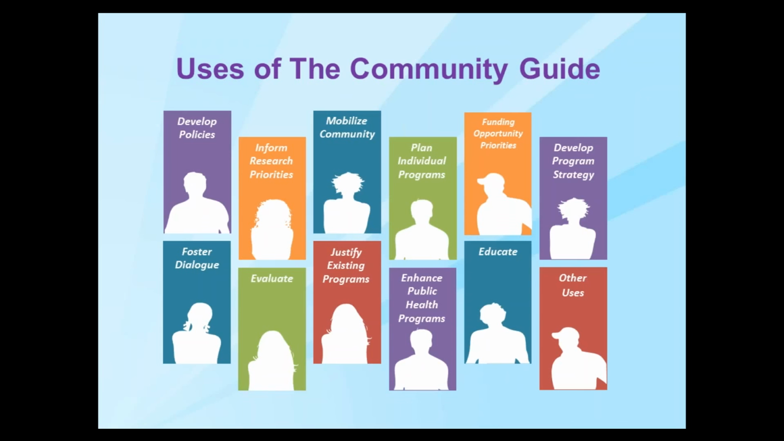So what are all the different ways that people use the Community Guide? Well, we have talked to our users, and there are many different things. So some people use it to develop policies in their community. Other people use it to develop a program strategy, the 2 purple boxes on the left-hand side. But there are many other things that people do. Some people actually take the Community Guide when they want to mobilize their community and say, look, here are problems and here are some effective solutions that we could choose between to see if any of these work for us.